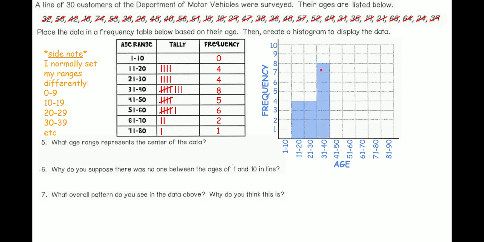I'm going to move on. 21 to 30 had 4. This had 8. Then we had 5. Then we had 6. Then we had 2. Then we had 1. So your graph should look something like this. Your histogram should look something like this.